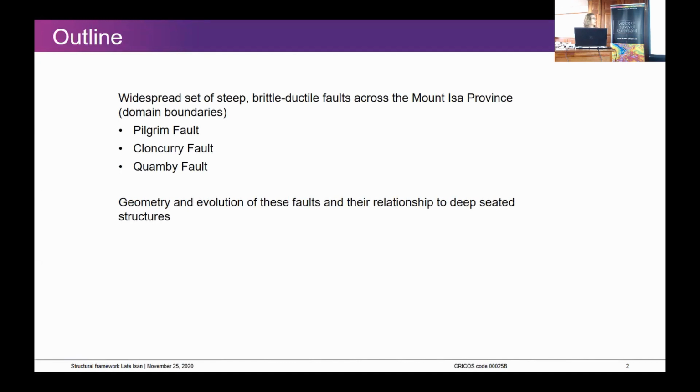So today I'm going to focus on a few of the structures to the south and where Derek's just been talking, so he's given a good introduction, specifically on the Pilgrim, Cloncurry, and briefly on the Quamby faults. But it's that set of steep, brittle, ductile structures that stand out when you look at a map of Mount Isa. So I'll go through the geometry and evolution, and mainly using the seismic, and talk about the relationships to some of the deeper seated structures.